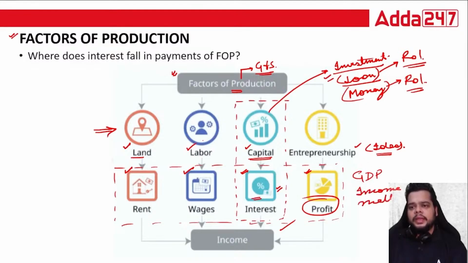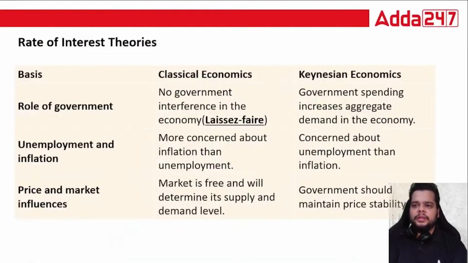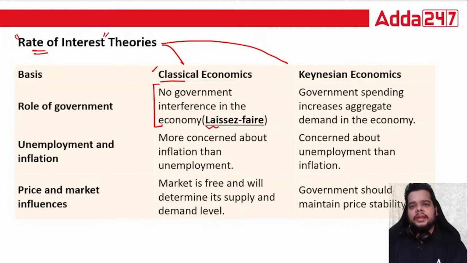Nothing but the income method. We are talking about the income method in unit number 18, but this will be discussed again when we do unit 8. Fine. So now let's move on to the actual topic, that is the rate of interest. There are two theories, classical and Keynesian economics. In classical economics, the classical economists were of the view that no government interference must be there. Let it be whatever is there, laissez-faire.